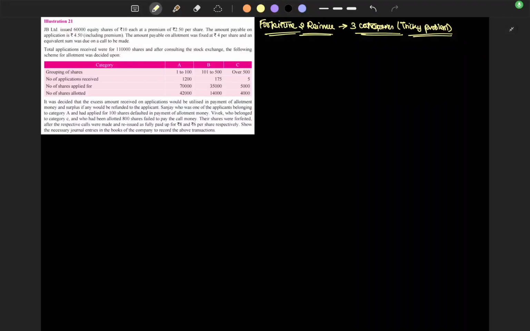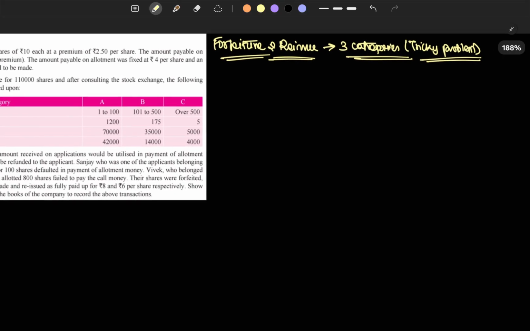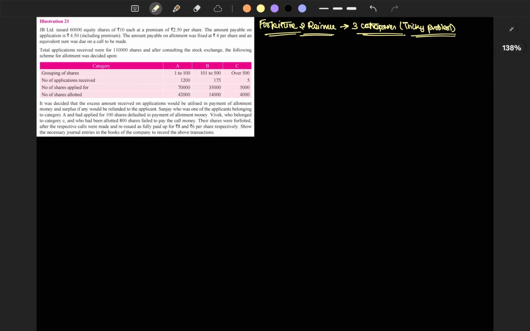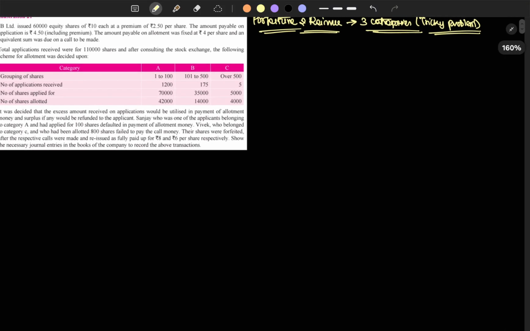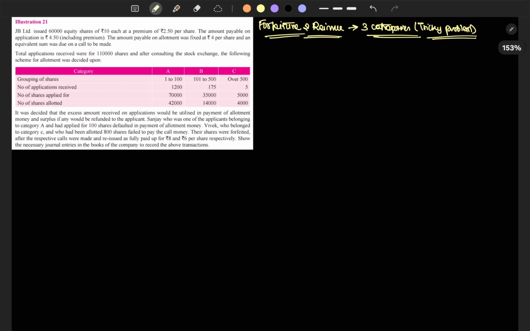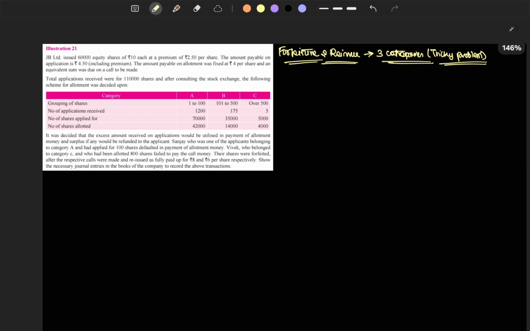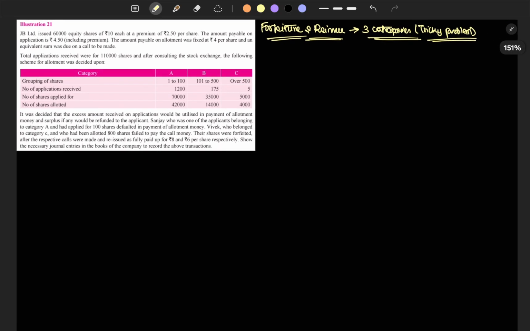Guys, welcome back. Today we are going to take up one problem from forfeiture and reissue. This is one of the trickiest problems for understanding this entire concept, and if we get better at this problem, we can handle any kind of problem from this area. This problem is from Illustration 21, first chapter of corporate accounting.